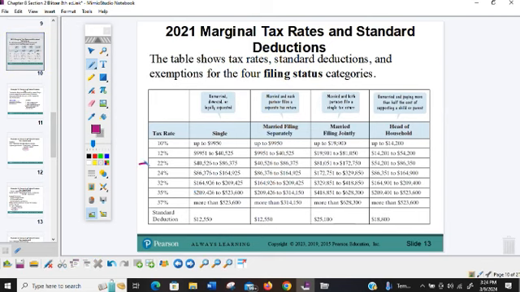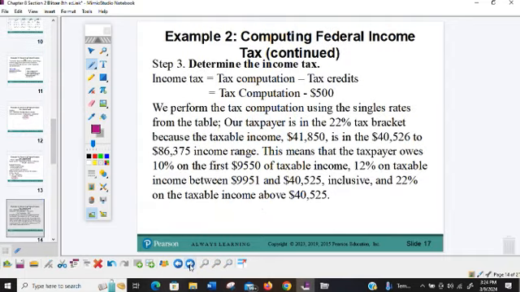So let's go back to the chart a minute. $41,850 puts them in here. See where they're going to be right in there? So for the first $9,950, they're going to pay 10%. The money between this, they're going to pay 12%. And the money above $40,525, that money they're going to pay 22% on. So let's see how we would figure that. I believe it's on the next slide. Okay, so this talks about the 22% tax bracket on the money that is above that $40,526. Let's look at the next slide where they have it all worked out.